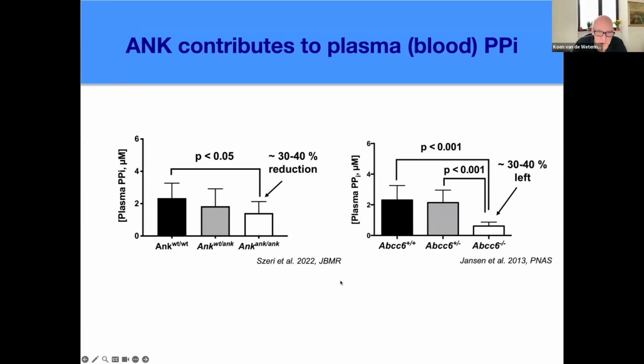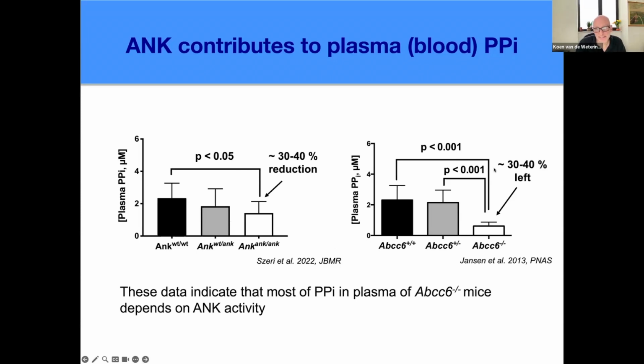So that's the Budapest group. You will probably have heard of that. They also found that levels of pyrophosphate in blood of ENK lacking animals is lower than in control animals. So together, this indicates that most of the pyrophosphate that's present in the blood, so this important molecule that prevents ectopic calcification, is regulated by ENK and ABCC6.